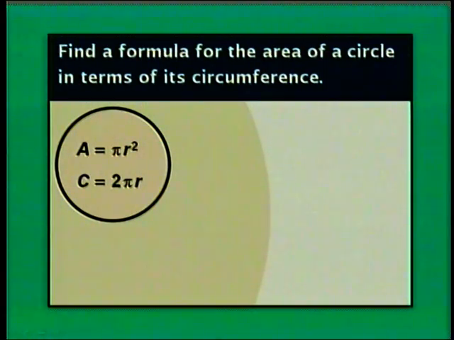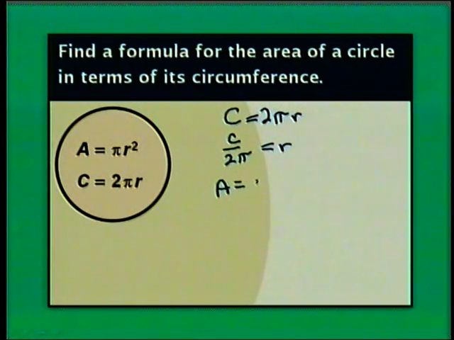So what I am going to do is take my circumference formula and solve that for r in terms of C, which involves dividing both sides of the equation by 2 pi. Now I have a formula for r in terms of C that I can substitute into my area formula. My area formula says that A equals pi r squared. I'm going to substitute C over 2 pi for r. This gives me pi times C over 2 pi, squared.